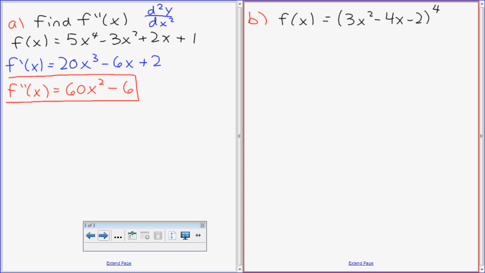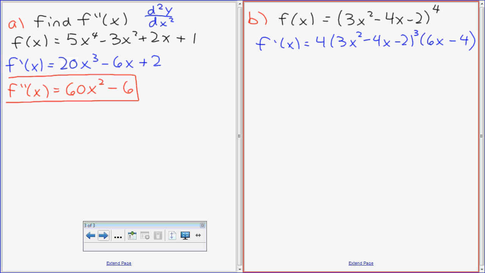Noah, since you're here, can you take the chain rule of this? What do we get, please? F prime of x is 4 times the bracket 3x squared minus 4x minus 2 cubed, times 6x minus 4. Okay, that was super fast. Let's talk slowly about how we got that. The 4 comes down, the power goes from 4 to 3. And then the derivative of the bracket is just 6x minus 4. So 3x squared changes to 6x and negative 4x changes to negative 4.